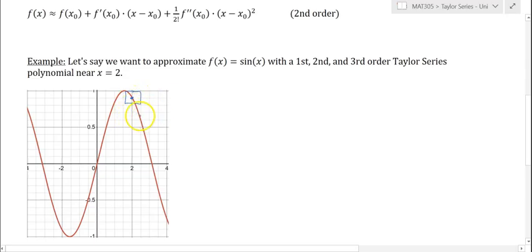Now, what we mean by near that point, and how closely our function will approximate this function and to what extent in terms of x values, is really a matter of which function we're approximating. So in this case, it's sine of x, and we'll just take a look at how going through first, second, and third order Taylor series polynomials improves that fit. So that's what we want to do. We want to approximate it here at x equals 2.